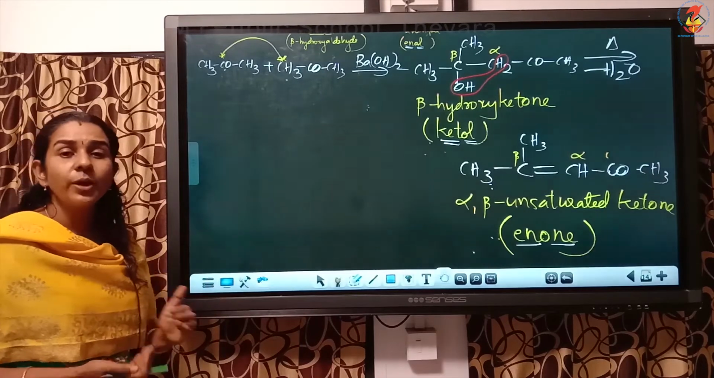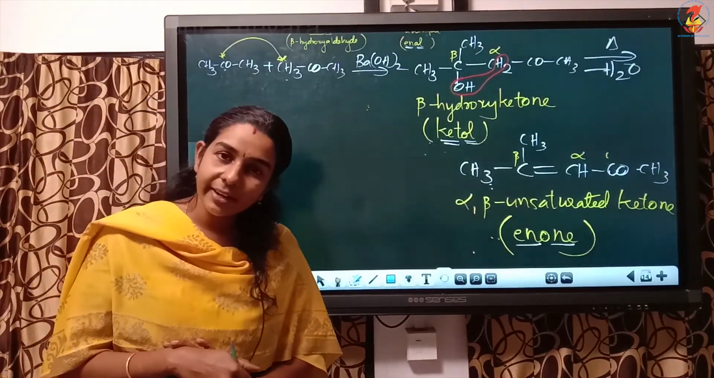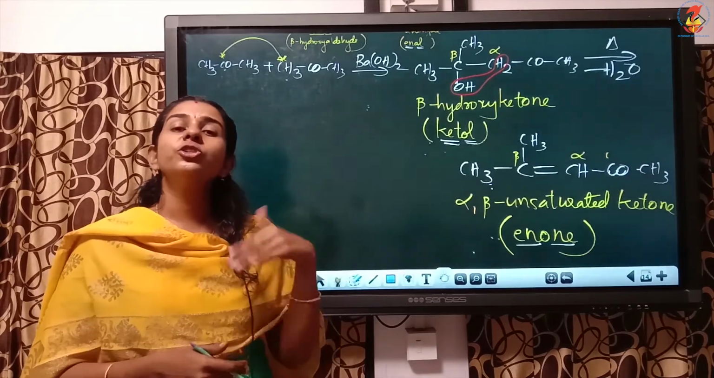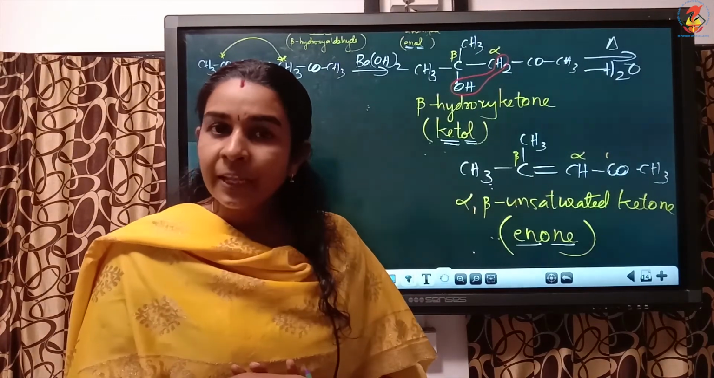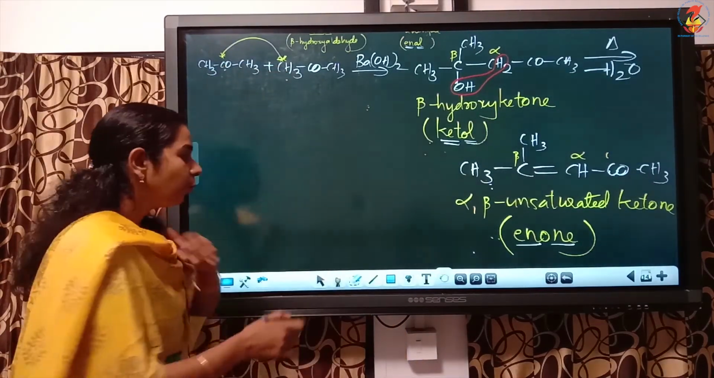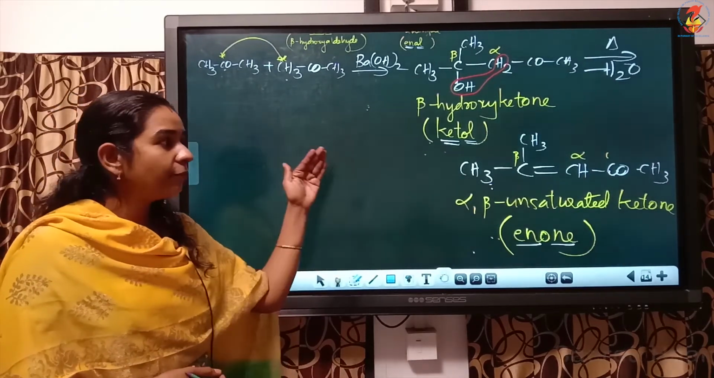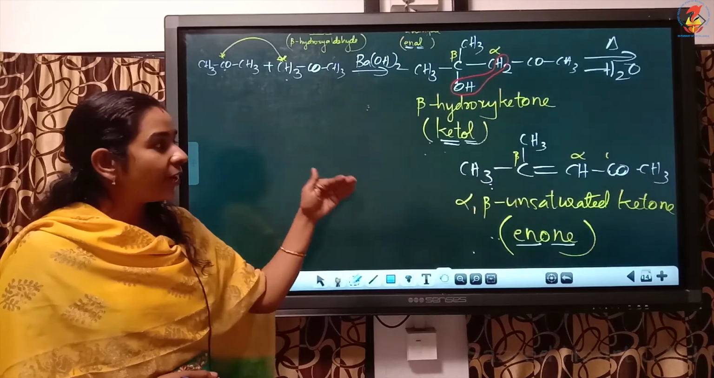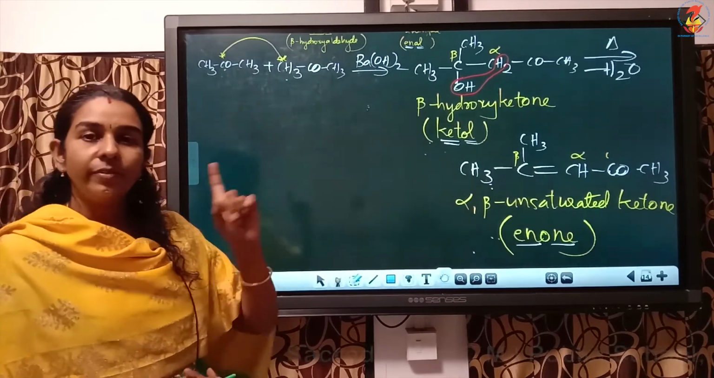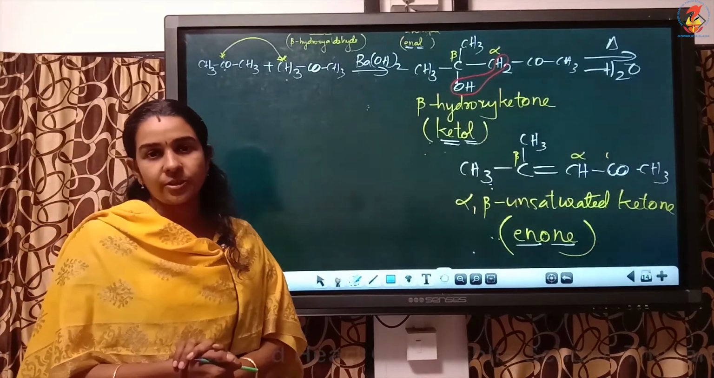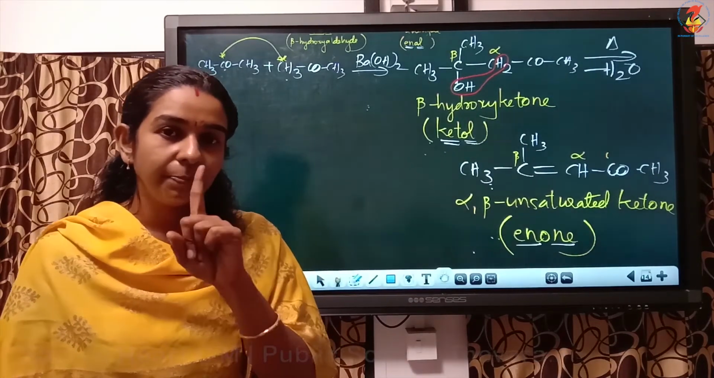So these are the two examples of simple aldol condensation where two similar aldehydes possessing alpha hydrogen or two similar ketones possessing alpha hydrogens are undergoing condensation reaction. Now tell me how many products are there in simple aldol condensation reaction? Yes, we are getting only one product. So remember, if it is simple aldol condensation, we are getting only one product.